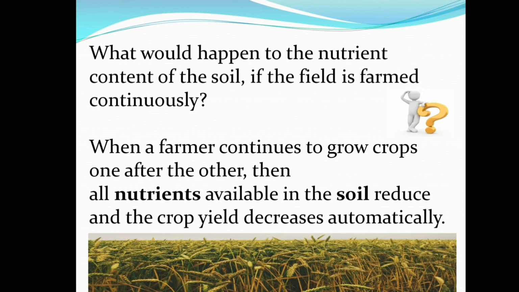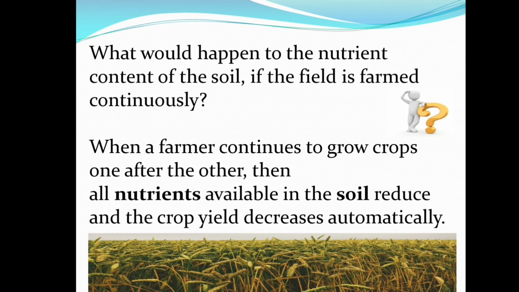What would happen to the nutrient content of the soil if the field is farmed continuously? If the field is farmed again and again, what will happen to the nutrients present in the soil? That is the question. We have the answer for that. When a farmer continues to grow crops one after the other, all the nutrients available in the soil reduce and the crop yield decreases automatically.